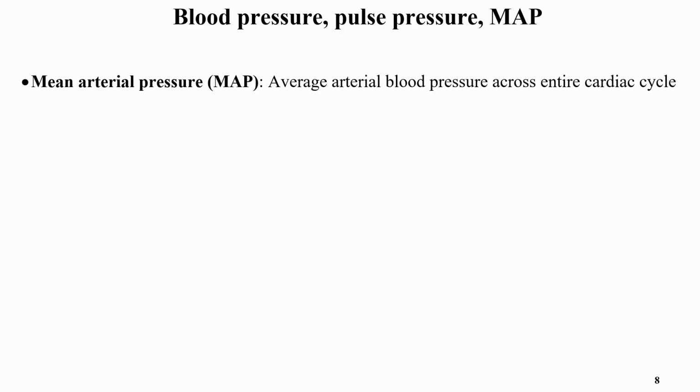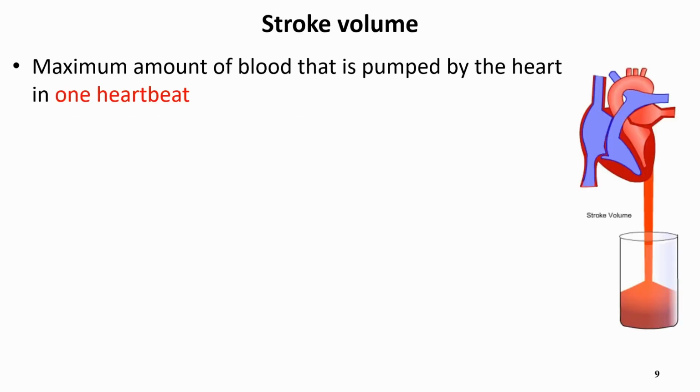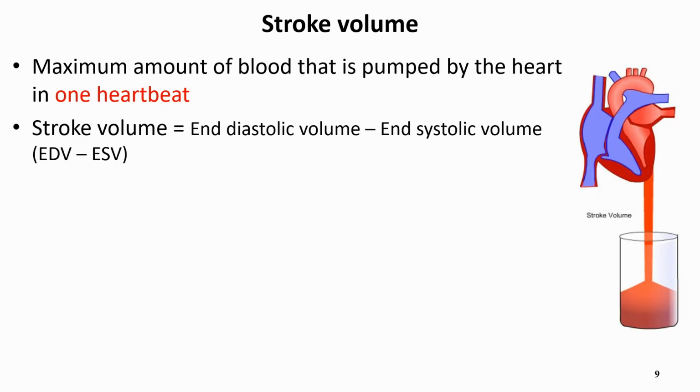All right, so the other way to calculate the mean arterial pressure is to calculate the cardiac output and multiply that by the total peripheral resistance. So what is the cardiac output? To calculate that, the cardiac output is the total volume of blood pumped out of the heart in 1 minute. To do that, you need to know how much is pumped out in one beat, and that is called the stroke volume, typically somewhere between 40 to 70 milliliters.